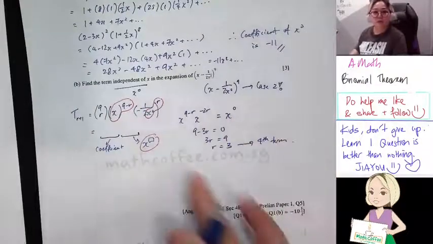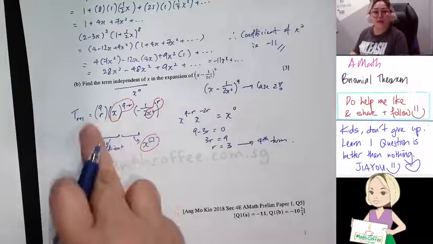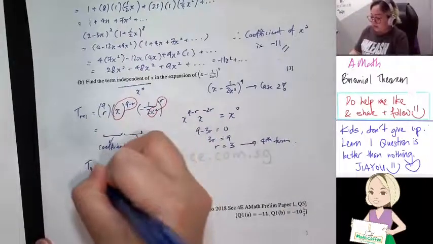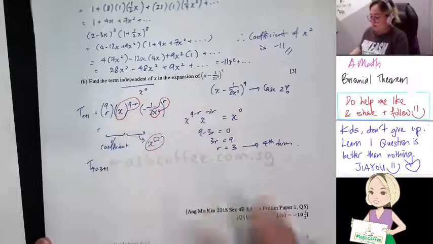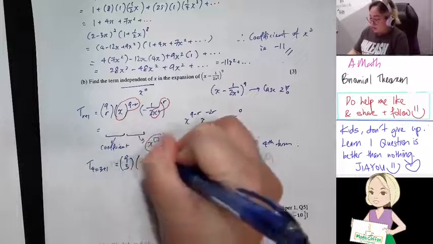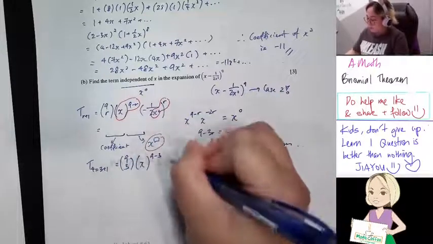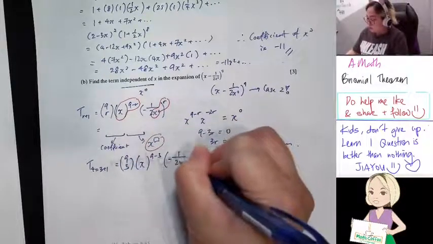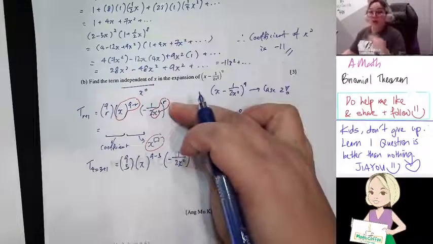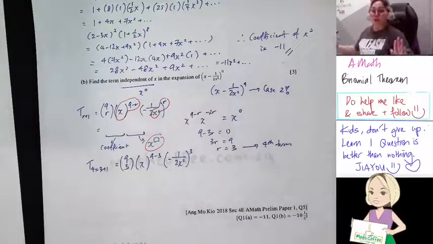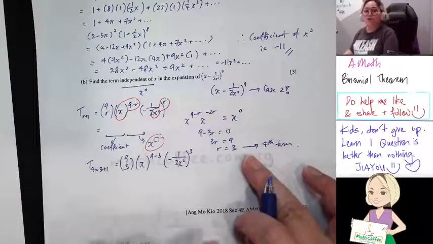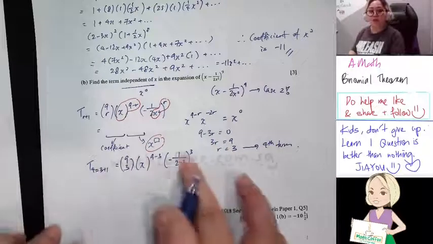So now I'm going to substitute r equals 3 back into this general term formula to find the term that we want. That means I want the 4th term, whereby my r is 3. So it will be 9C3, x to the power of 9 minus 3, negative 1 over 2x squared, to the power of 3. It's the same thing; previously I didn't know what my r was. After I solved the equation, I found that r equals 3, so I put my 3 back into the general term.